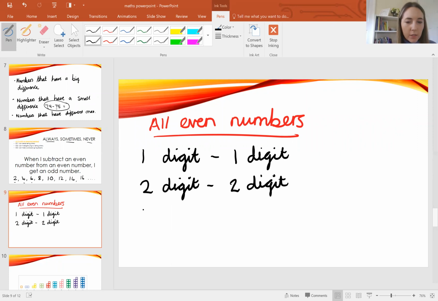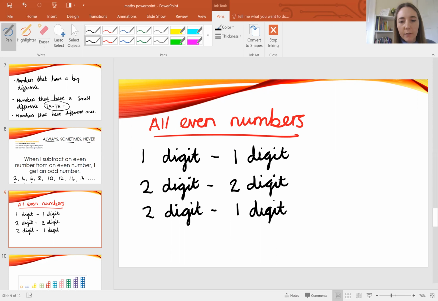And then I want to test a two-digit number, take away a one-digit number and see if that gives me an odd number, but they've all got to be even. So for this, I want you to have a go and test that yourselves, but I would like you to use the resource file if you can get it, which is on the website. I'll show you it now and I'll give you an example.